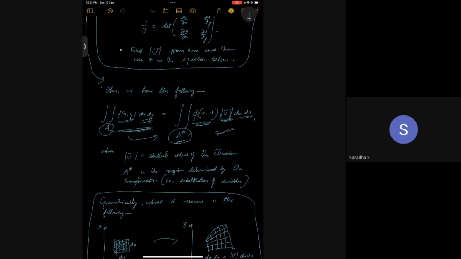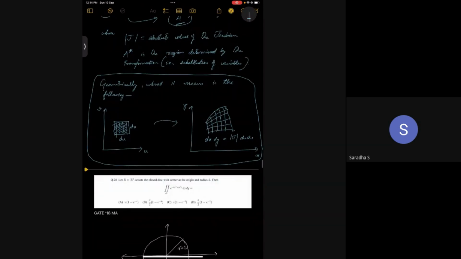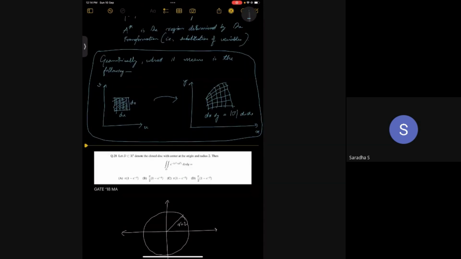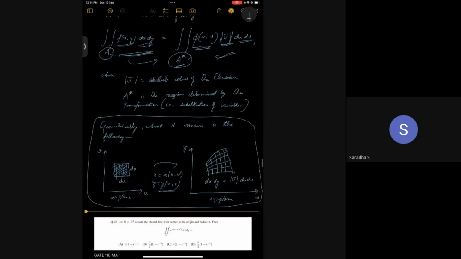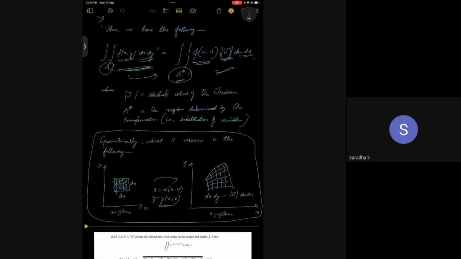Okay, so I'll just give a brief idea of what it means geometrically. Suppose these are your UV plane and these are the XY plane. The transformation that we had was x as a function of u and v, y as a function of u and v. So we have a certain relation between this dx dy and the Jacobian's absolute value times du dv.